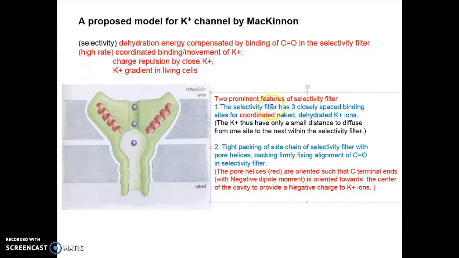First, the selectivity filter has three closely spaced binding sites for coordinated naked, dehydrated potassium ions. The coordinated property of this could imply that potassium has only a small distance to diffuse from one side to the next binding site. Second, tight binding of side chains of the selectivity filter with neighboring pore helices packs firmly, fixing the alignment of carbonyl groups in the selectivity filter.